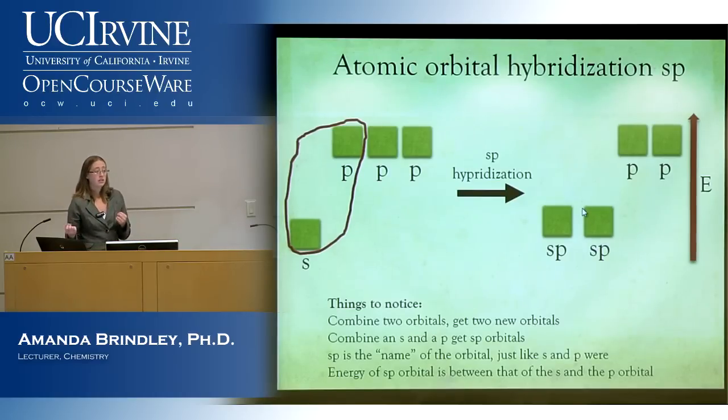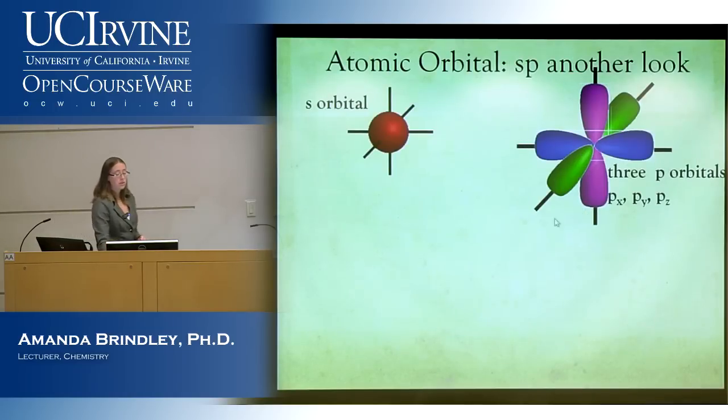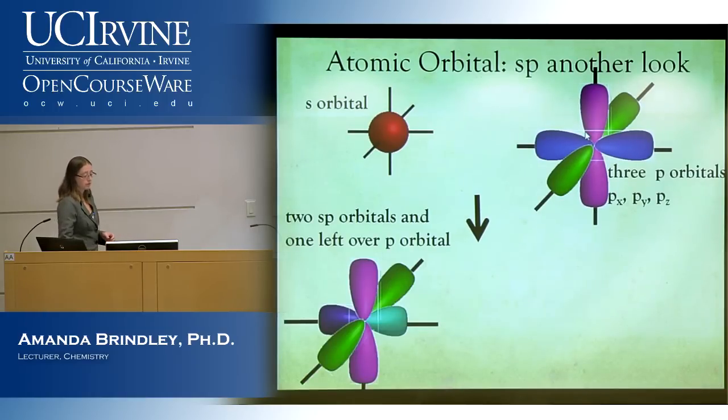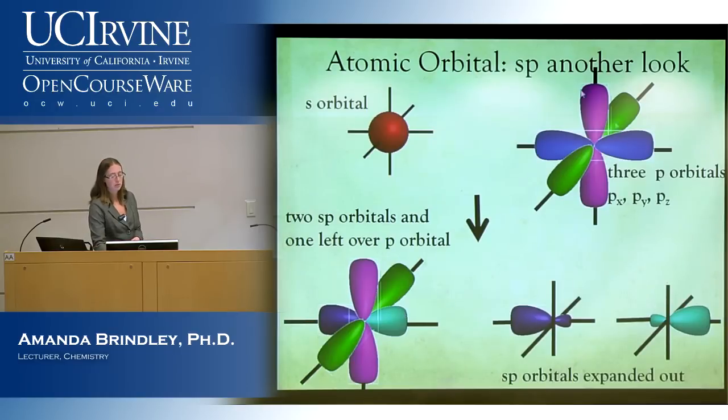Okay. Now let's see what these things look like. So this is what an s orbital looks like. This is what your p orbital looks like, right? So an sp orbital is going to look sort of in between the two. So you're going to have two sp orbitals and then two leftover p orbitals. So this is what your new system looks like. And it's a little bit hard to see what those orbitals actually look like, so I'm going to expand them out. So these are what your sp orbital looks like. Kind of an in-between. They're not quite an s orbital, they're not quite a p orbital. And so they look like this.